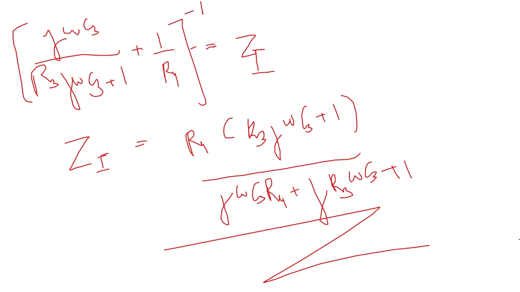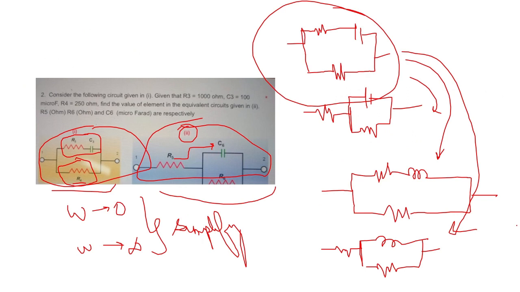Yeah, so this is what you're getting. Okay, first part. Now you have the next circuit, where R5 is in parallel to C6 and R6, right? So how do you proceed over here? Here both of them are in parallel, right?